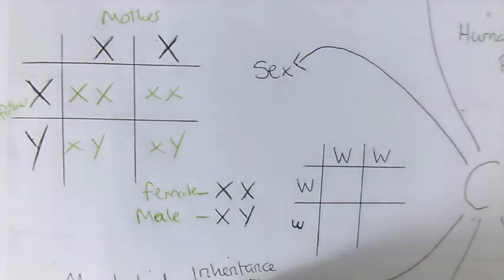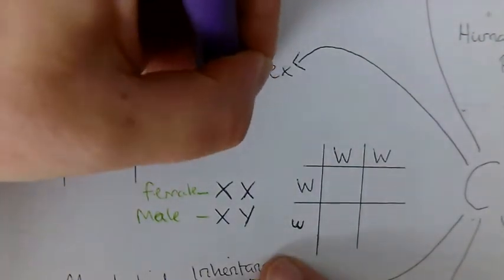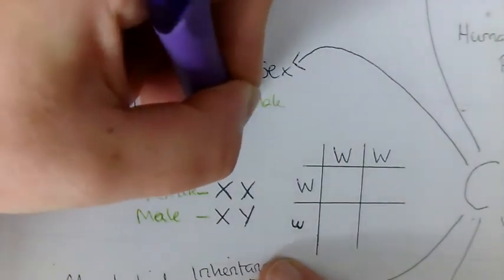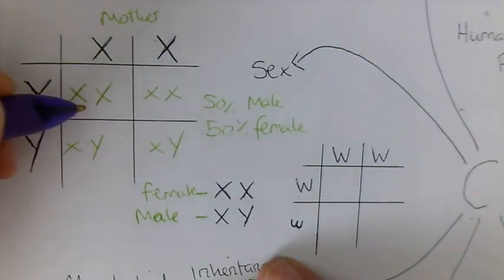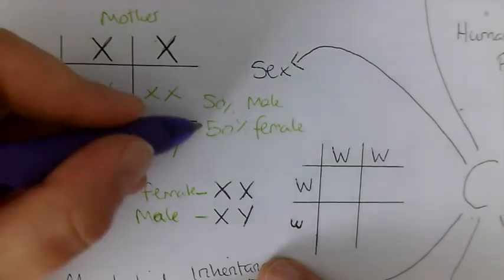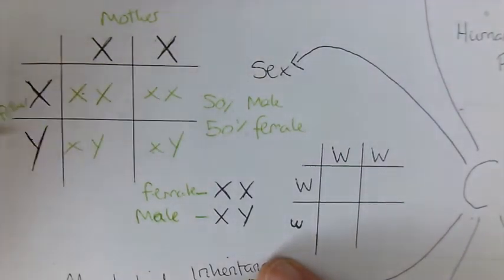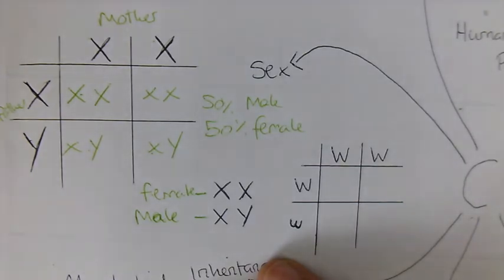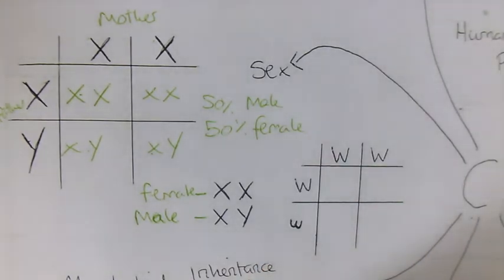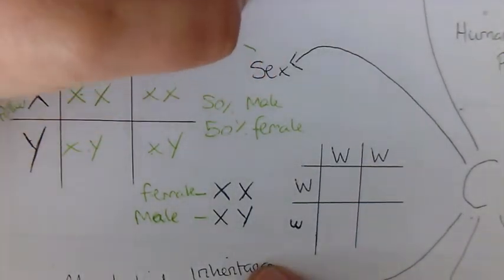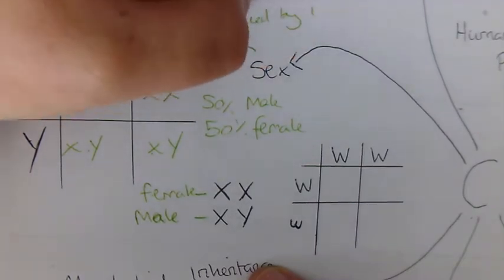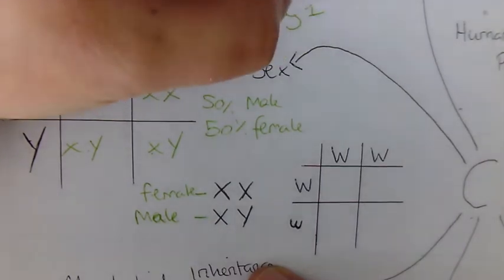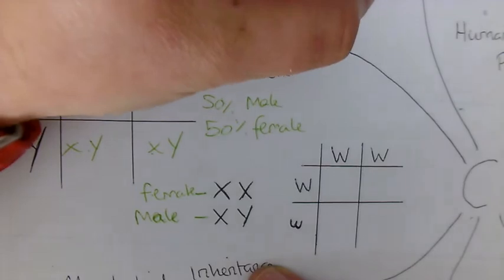So that means that they have 50% chance of being male and 50% chance of being female. How I can work that out is each box is worth 25%, so 25, 25, that's 50 for a female, and 25 and 25, that's 50 for a male. They are determined by one pair of sex chromosomes. So sex is determined by one pair of sex chromosomes.